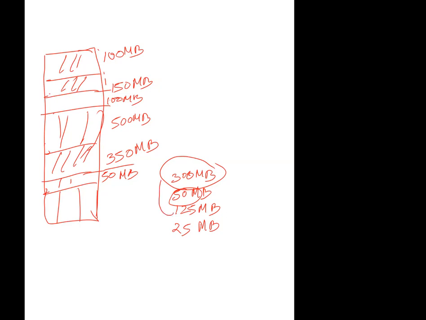Now 125 MB comes in. Here is 100, here is 50. Even though 150 MB is available in total, it is not in a contiguous location, so you cannot do this. So first fit fails for this sequence.